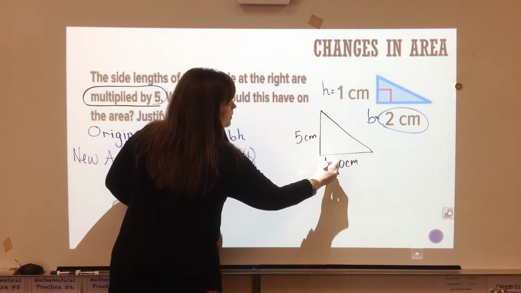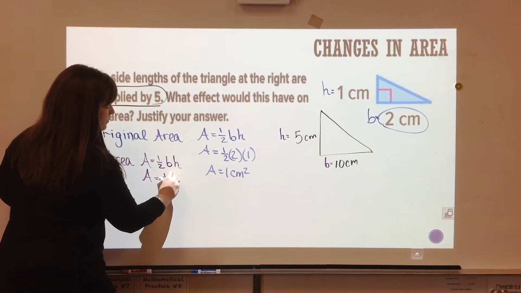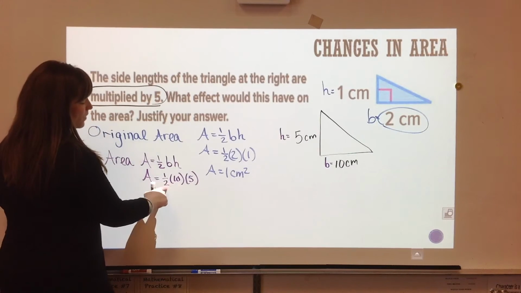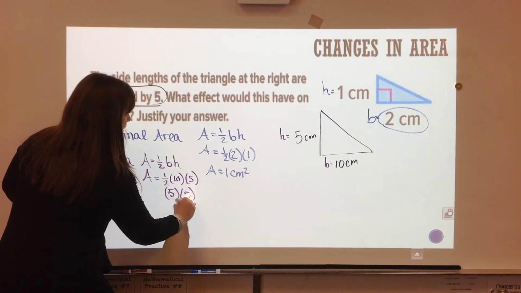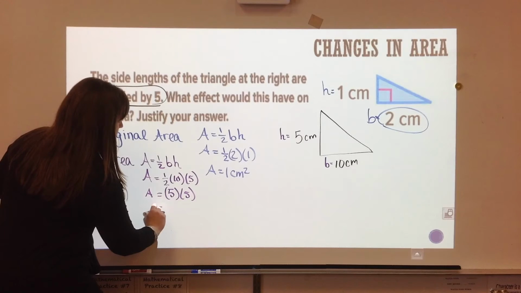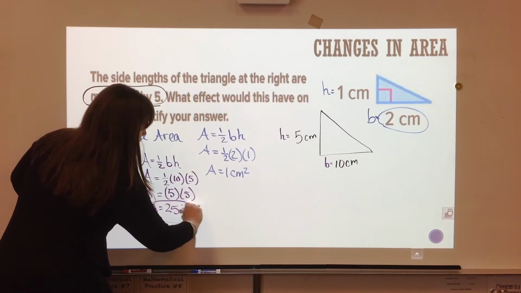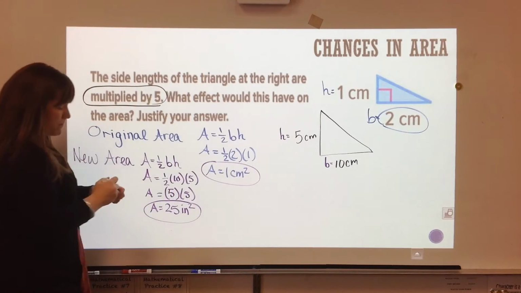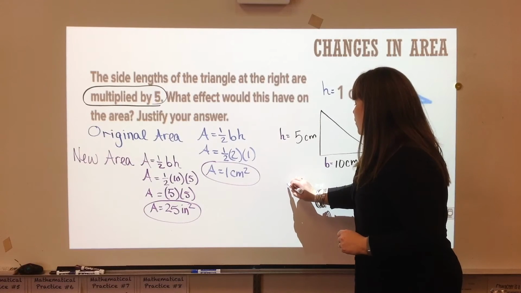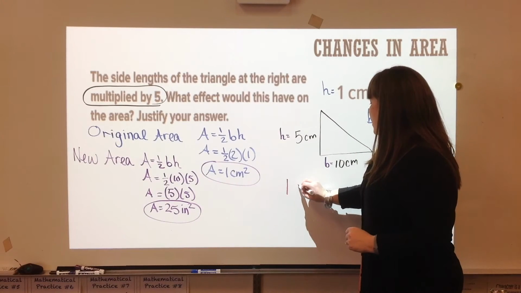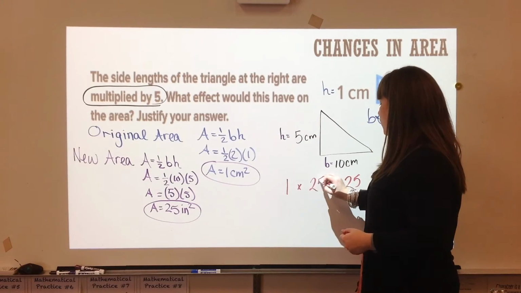The base is 10 and the height is 5 for our new triangle. Half of 10 is 5. I'm going to show that. And then 5 times 5 gives us the new area of 25 inches squared. So now we have to compare the 1 to the 25. How could I change the 1, or what could I multiply it by to get 25? Well, I could multiply it by 25.